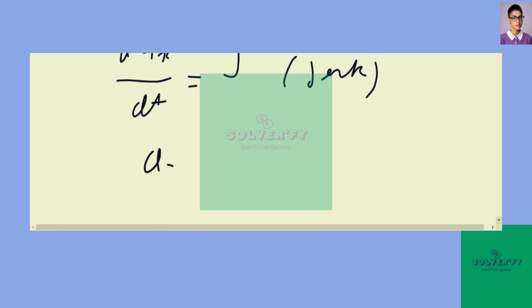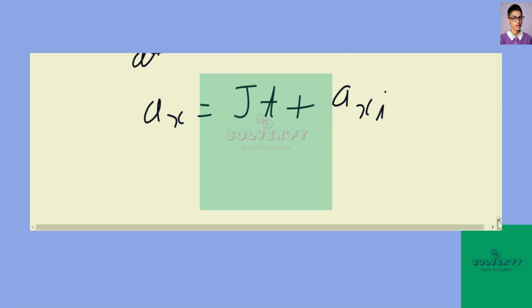we know that the acceleration is going to be equal to the jerk times the time plus the initial acceleration. So this is the acceleration as a function of time. Then this is answer A.